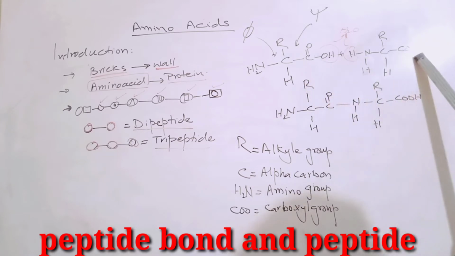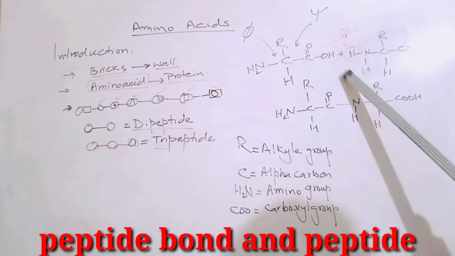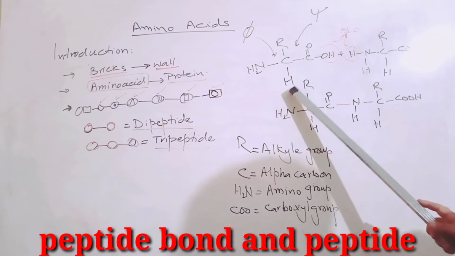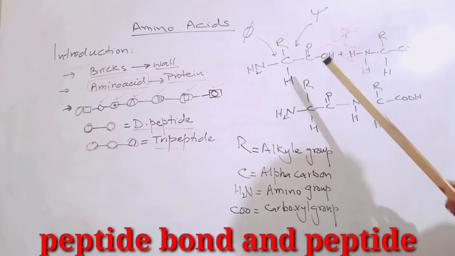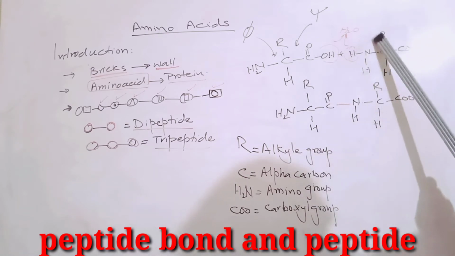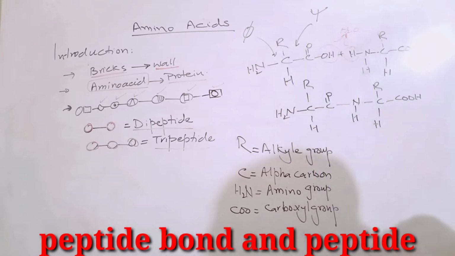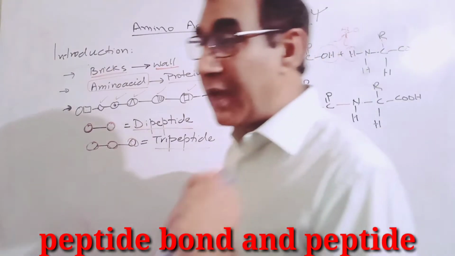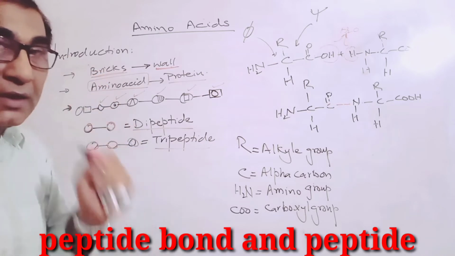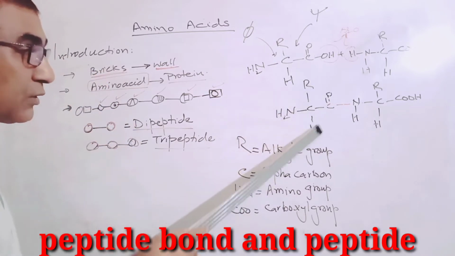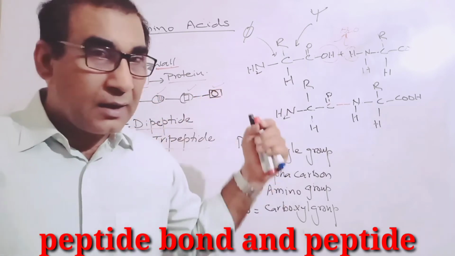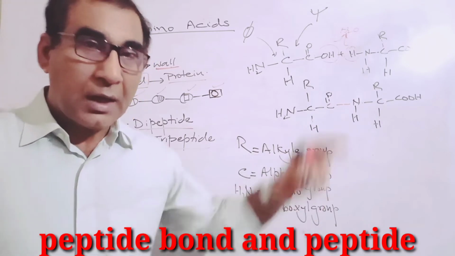You can show the carboxyl group like this, and you can show the amino group like this. And this is hydrogen, the essential part of an amino acid. And this is R, which means the alkyl group. This alkyl group is the actual thing which differs in different amino acids. How are different amino acids different from each other? That is not due to the amino group, not the carboxyl group. The carboxyl group is essentially a part of an amino acid, and hydrogen is the essential part of an amino acid. This alpha carbon is that very carbon which joins the alkyl group, the amino group, the carboxyl group, and hydrogen.